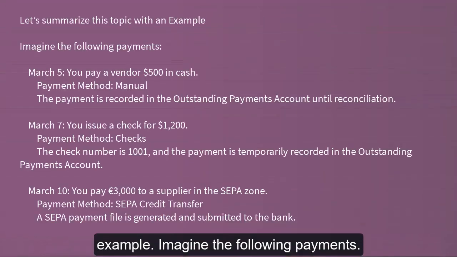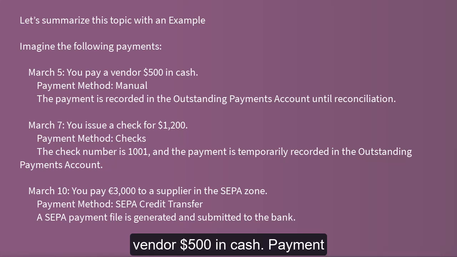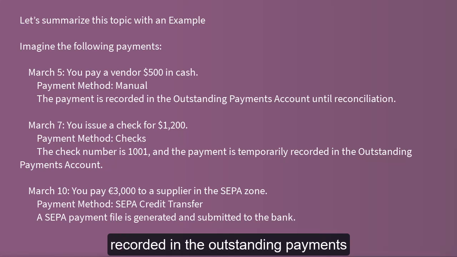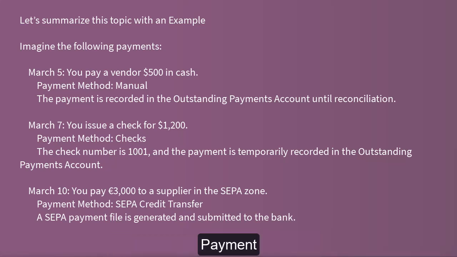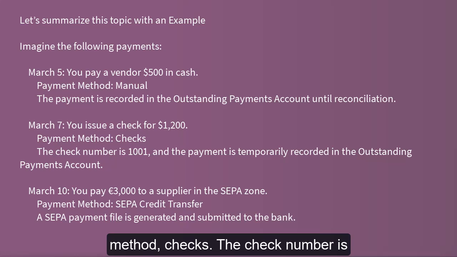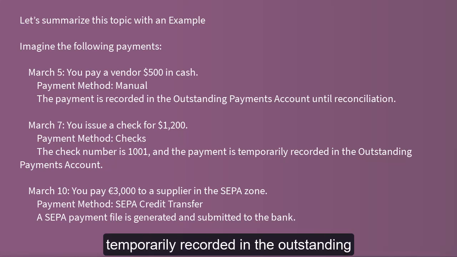Let's summarize this topic with an example. Imagine the following payments. March 5th, you pay a vendor $500 in cash. Payment method, manual. The payment is recorded in the Outstanding Payments account until reconciliation. March 7th, you issue a check for $1,200. Payment method, checks. The check number is 1001 and the payment is temporarily recorded in the Outstanding Payments account.